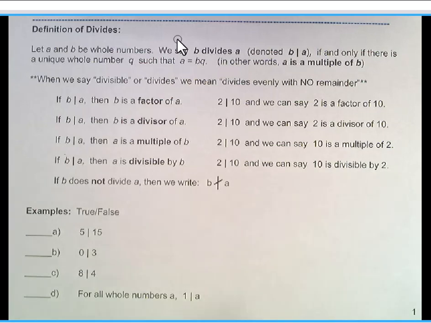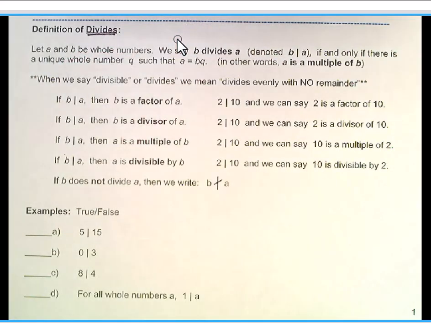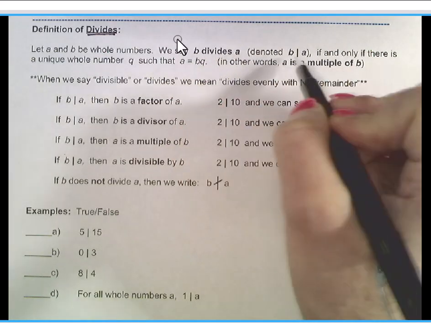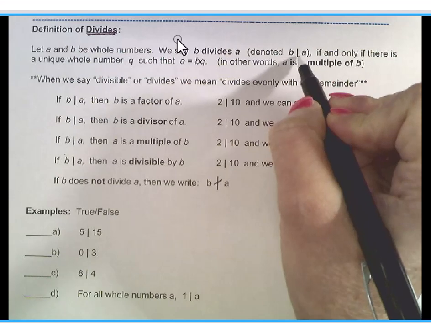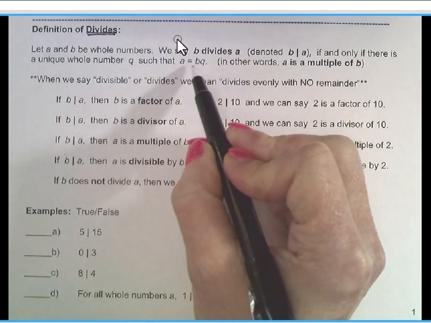Now we're going to talk about a term that we use in math that maybe you've heard of, maybe you haven't heard of, but it's the definition of the word divides. What does it mean when you say divides? So let A and B be whole numbers. We say that B divides A, and the way that we denote it is B with a straight up and down bar and then the A, if and only if there's a unique whole number Q such that A is B times Q.